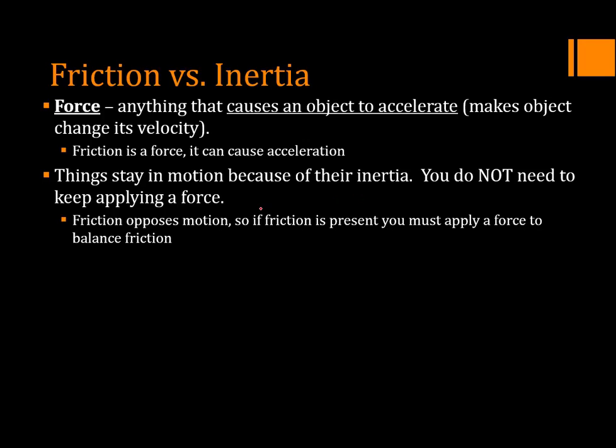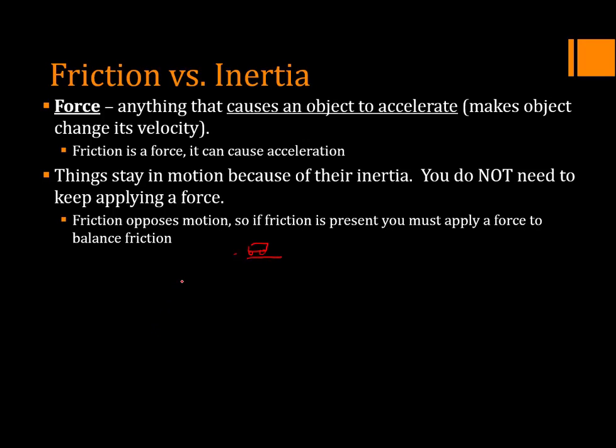You do not need to keep applying a force to keep an object in motion if there's no friction. However, because friction opposes motion, if friction is present, you have to apply a force to balance that. So when you have something like that cart that's rolling along the track, it's fairly low friction, so it's going to just continue rolling. However, there is a small frictional force, so over time it does slow down and stop. If you slide something across the surface of like the ground or a desk, there's quite a bit more friction, and so it slows down and stops even quicker. So that's due to friction, not inertia.